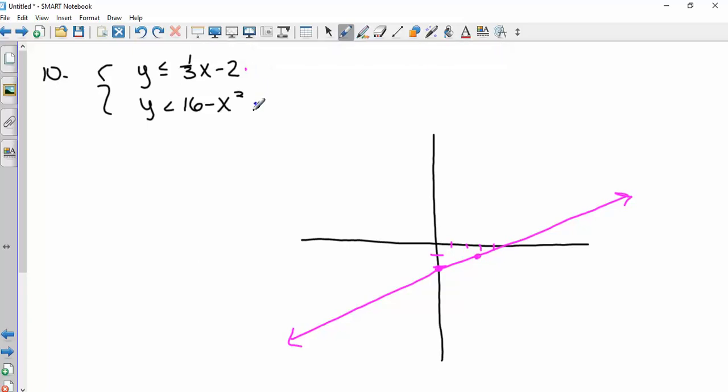Alright, the second one. What's this a graph of? Parabola. How does it open? Down. What's my y-intercept? 16. What are my x-intercepts? 4 and negative 4, so that allows me to get a few points. Solid or dashed?